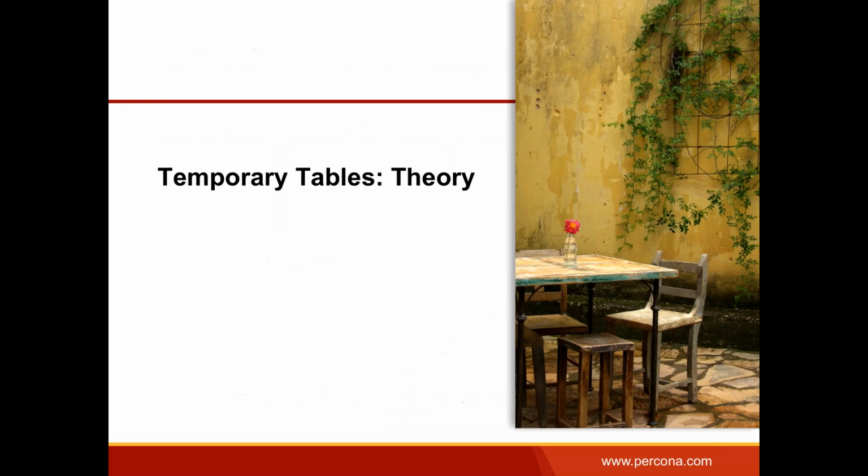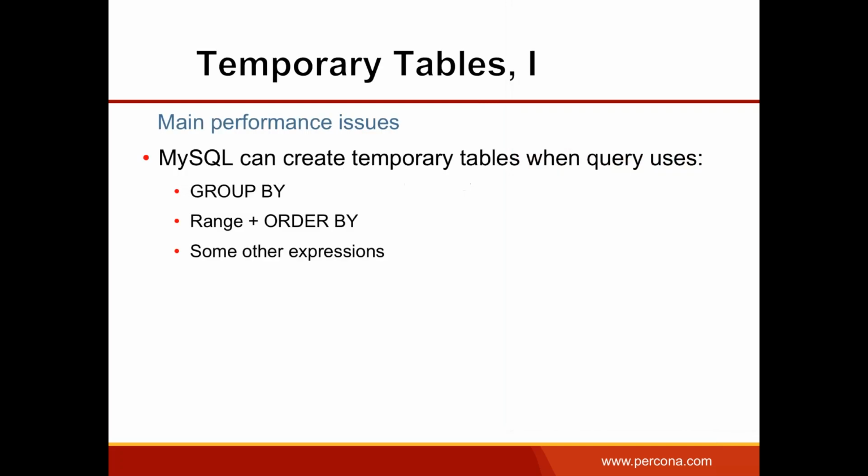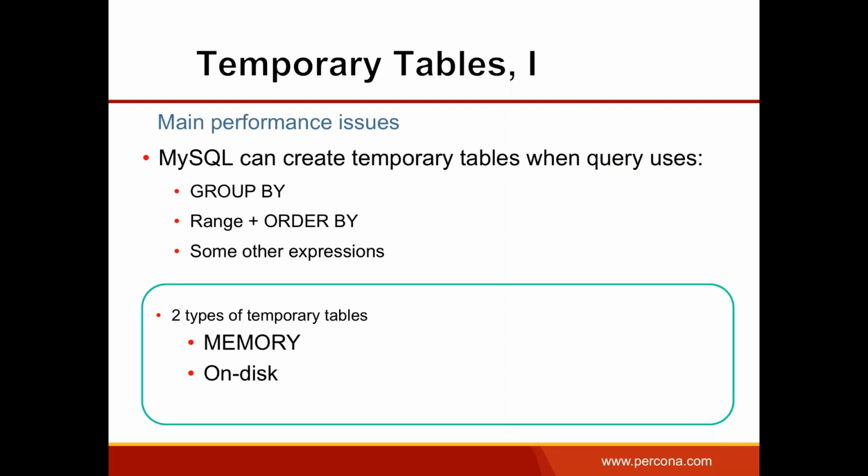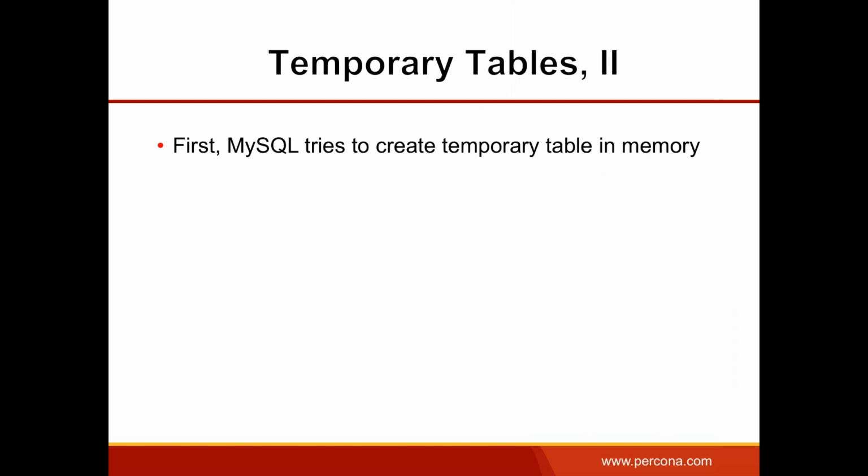So let's talk about the theory of temporary tables, how MySQL creates a temporary table and how it uses it. MySQL will have to create a temporary table when a query uses group by or range by plus order by some other expression, like distinct plus ranges. There are two types of temporary tables in MySQL: memory temporary tables and on-disk temporary tables. So how will MySQL decide which temporary table to use? First of all, MySQL will try to create the temporary table in memory.